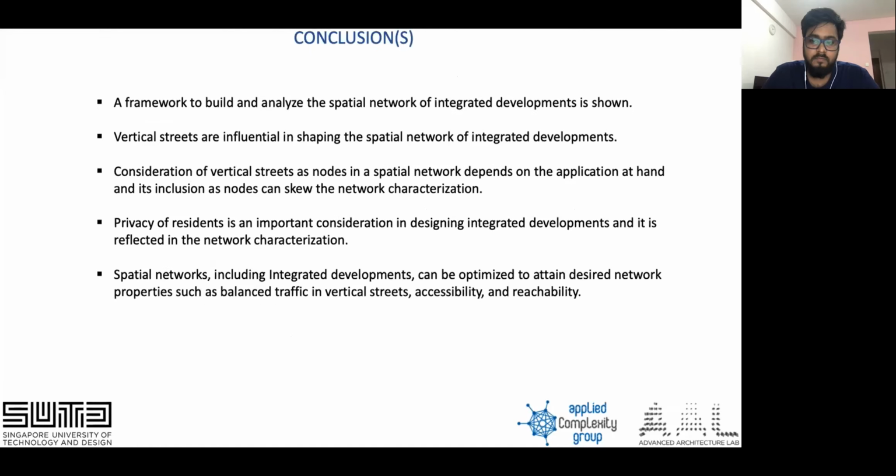So to conclude, we have shown a framework to build and analyze the spatial network of integrated developments. We found that inclusion or removal of vertical streets can influence the network characterization significantly. So depending on the application, appropriate decisions should be made. The privacy of residents is also an important consideration when designing integrated developments, as seen in their network properties. Like other spatial networks, we can also create network optimization models that can provide desired network properties like balanced traffic in vertical streets and accessibility that is tuned for each node.